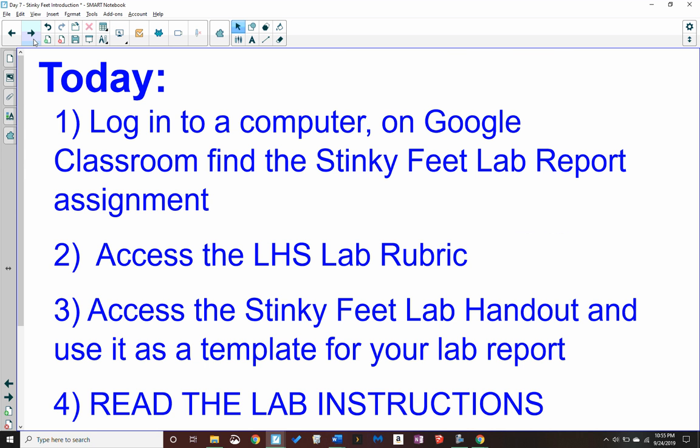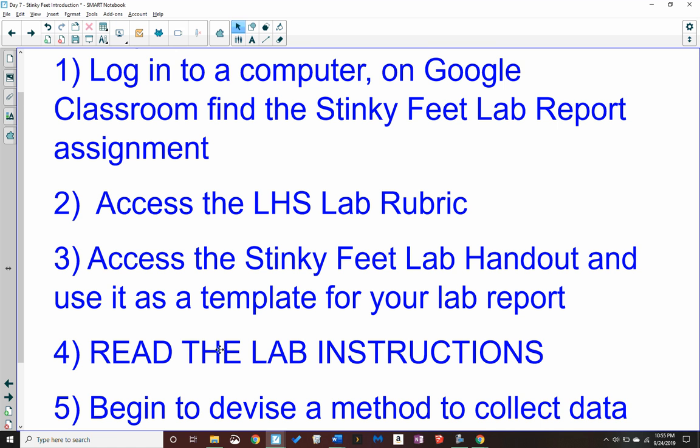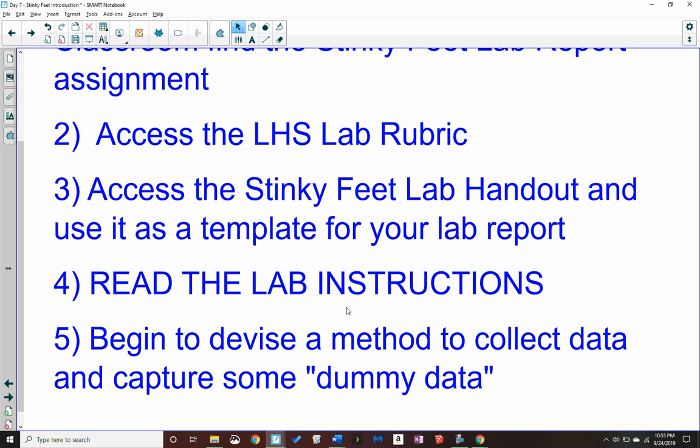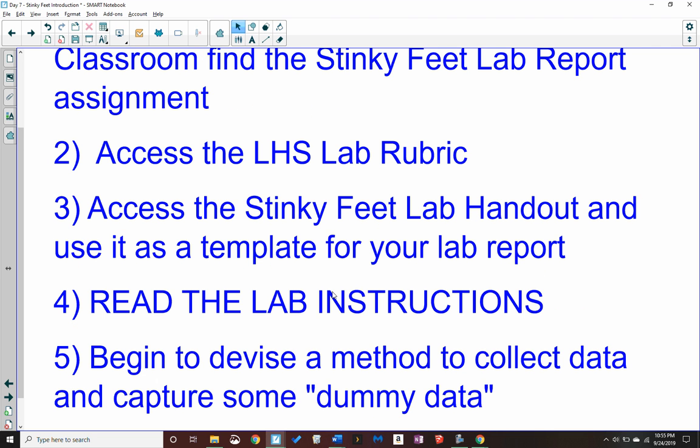Okay? So for today, you're going to log into a computer, find the assignment on Google Classroom. While you're there, you're also going to access the LHS lab rubric. It'll be on the same assignment page. And you're going to dig into this lab handout and read the instructions. And there are quite a few, because this is going to be our first formal lab write-up of the year. And after you get a good feel of what the expectations are for this lab and what you need to do, you're going to begin to devise a method to collect data and capture some dummy data.